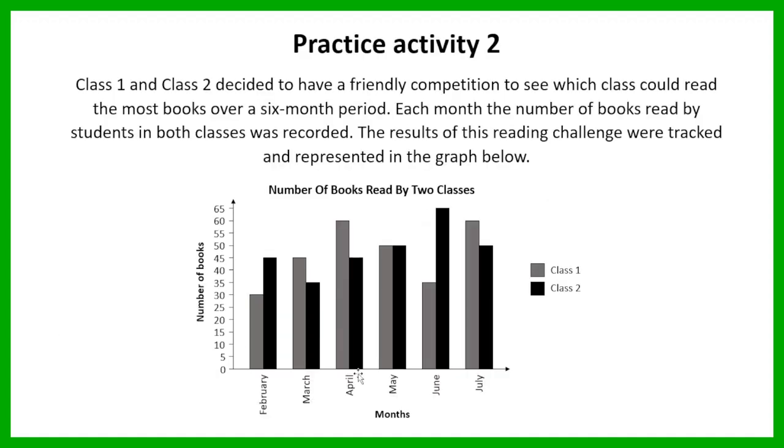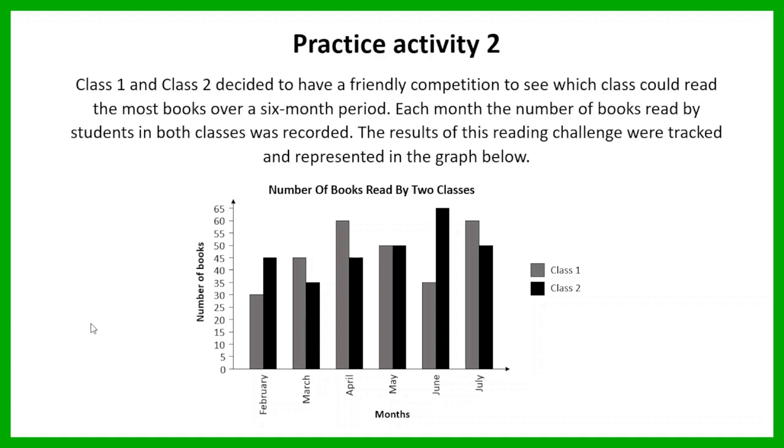Okay, so over here, I have got one that we're going to be doing. In this case, you're not going to be drawing the graph. You've been given the graph and you're going to be answering questions based on the graph. It says class 1 and class 2 decided to have a friendly competition to see which class could read the most books over a 6-month period. Each month, the number of books read by the students in both classes was recorded. The results of this reading challenge were tracked and represented in the graph below. So here we've got our graph.